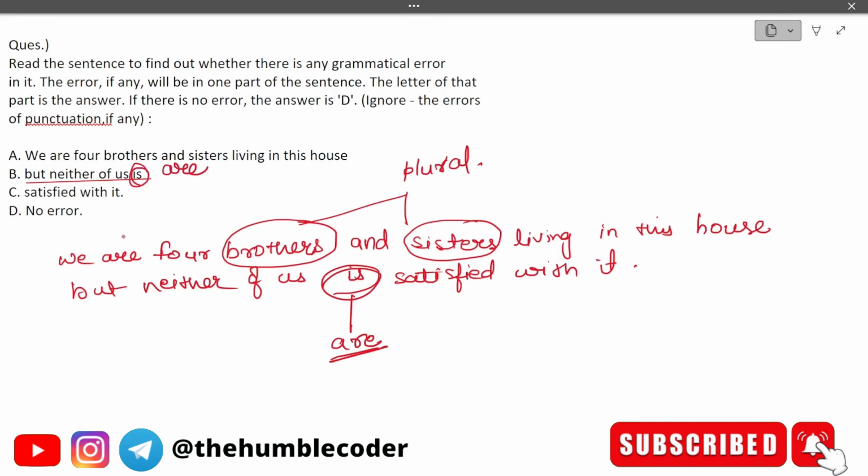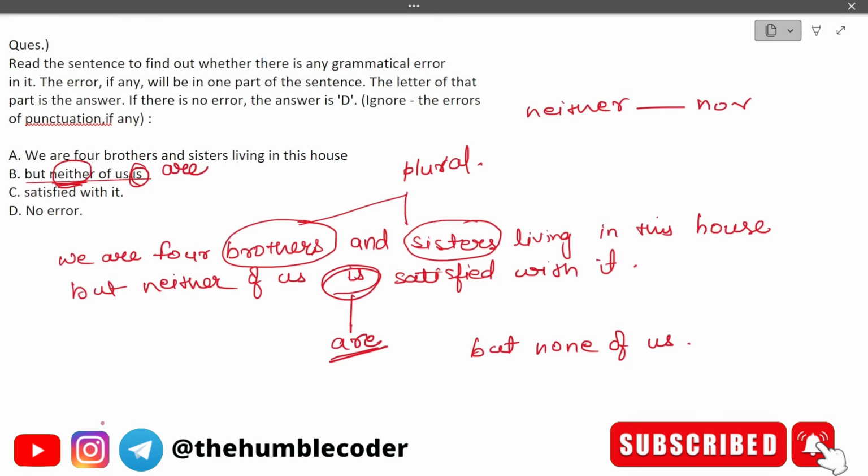Okay, so the correct answer should be "but neither of us", and it should also not be "neither", actually. If we say it in the correct sense, it should be "but none of us". Okay, none of us. Because "neither", usually we use it in the "neither nor" case. You might have heard "neither nor", right? In those kinds of sentences we use it, but here as such there is no need of "neither".